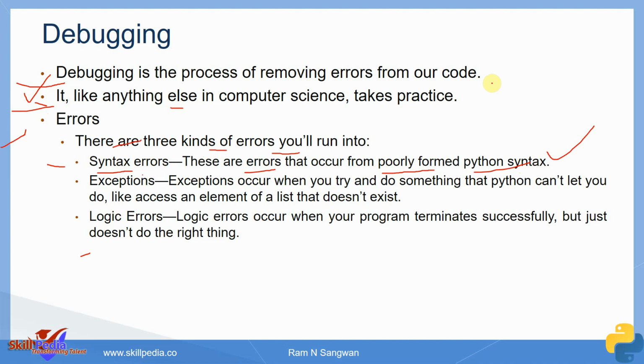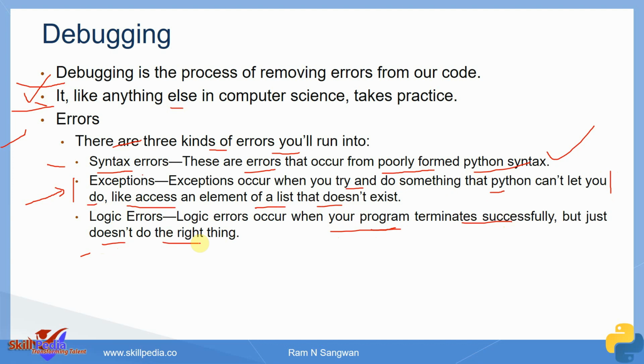Then exceptions. This is what I was talking about. Dr. P.S. Grover gave us. Exceptions occur when you try to do something that Python can't let you do, like access an element of a list that does not exist. These are the most difficult ones to detect and troubleshoot. And logical errors. A logical error occurs when your program terminates successfully but just doesn't do the right thing, what you expect it to do. So there comes the role of your brain.